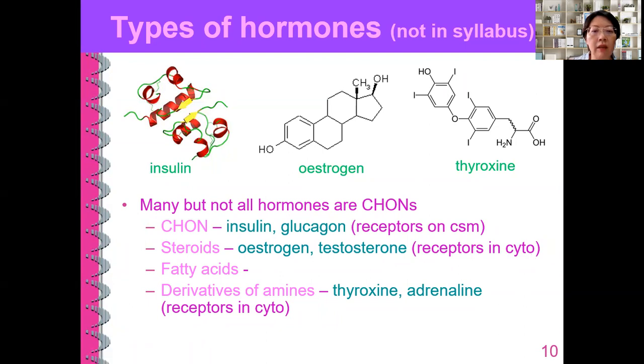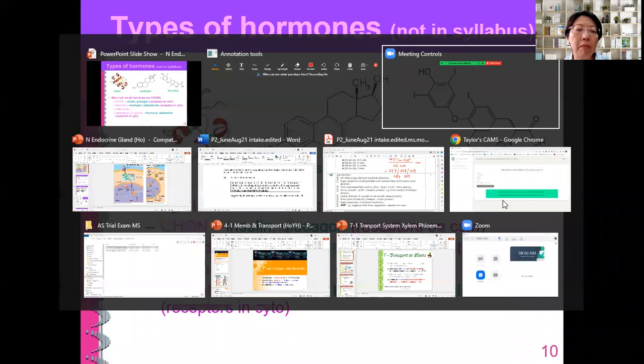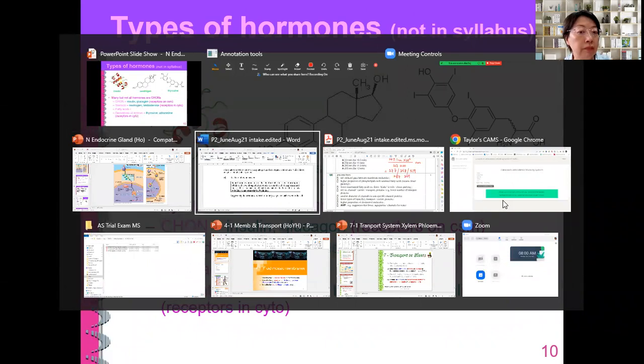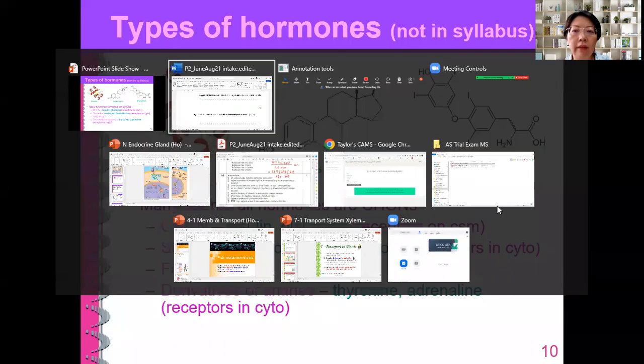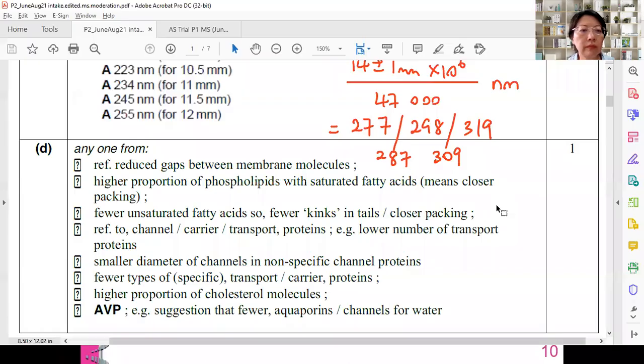Okay. Then we've got fatty acids. We've got derivatives of amines that form hormones like thyroxine and adrenaline. So thyroxine is a derivative of amine. The receptors are in the cytoplasm. So therefore, when the question asks you why the hormone cannot pass through the membrane, then you know that it must be made out of protein. So the answer is they are made out of protein.